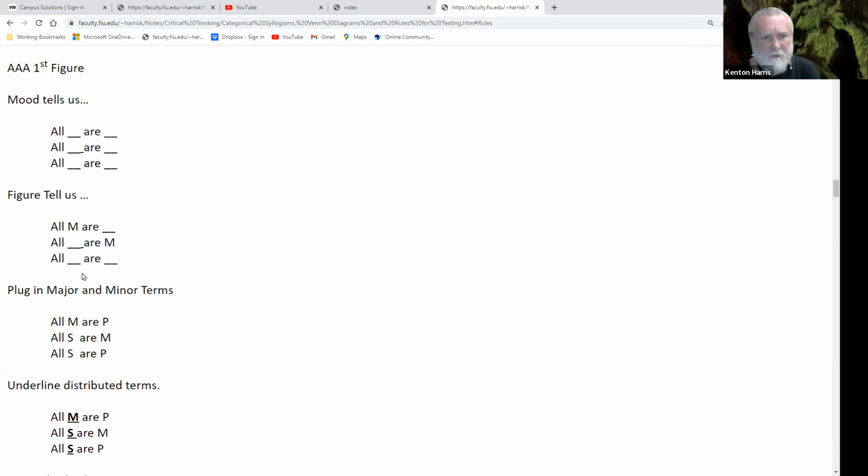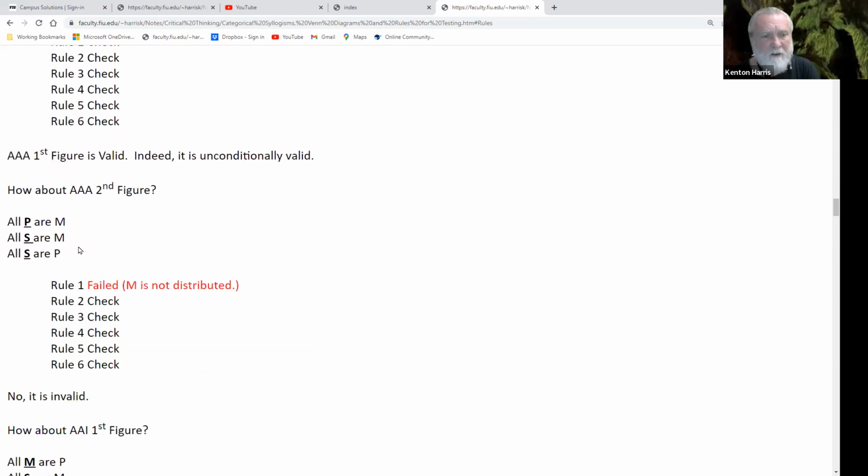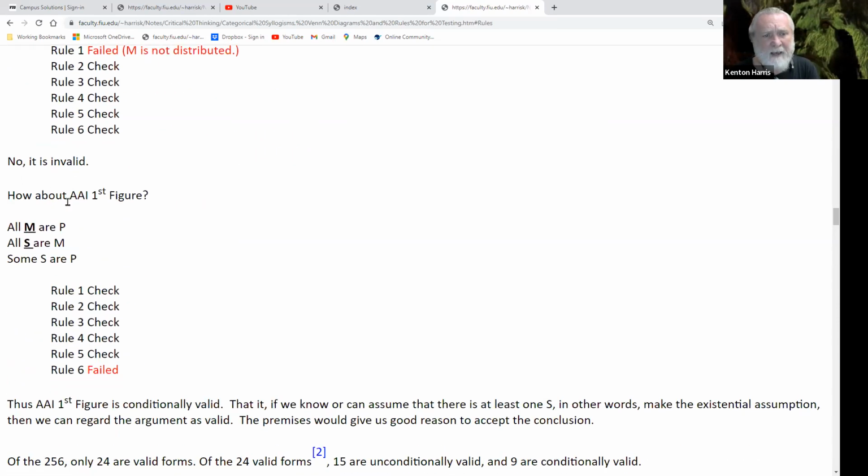Now, how about AAA second figure? Well, the first several steps are the same, except the M's don't stack up this way if it's second figure. The M's stack up this way if it's second figure, right? So notice it violates rule 1. Rule 1 says the middle term must be distributed at least once, but the middle term isn't distributed, right? So AAA second figure is not a valid argument form.